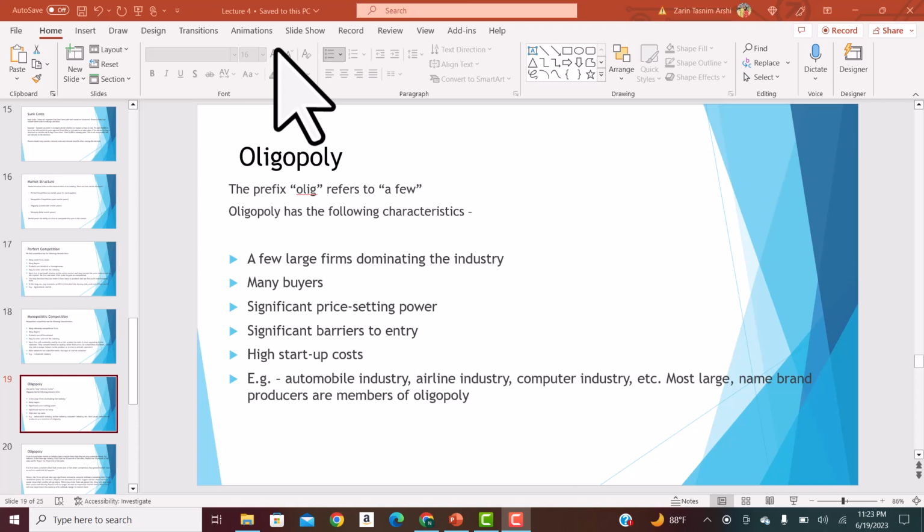Barriers to entry are also very high. There is a high startup cost in this type of industry, so it takes a lot of infrastructure, a lot of investment and capital to start this type of business. So that's why barriers to entry are high.